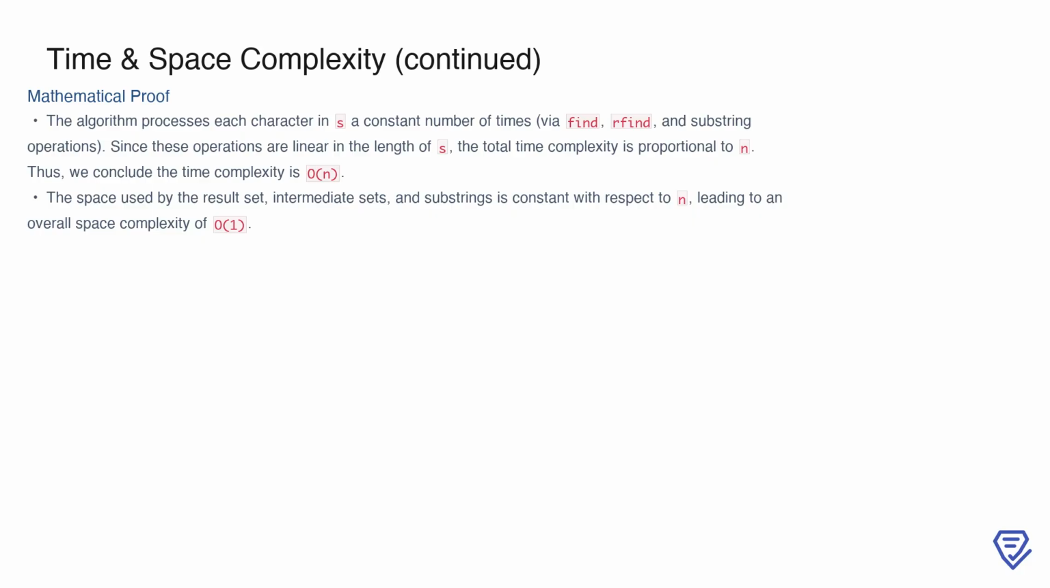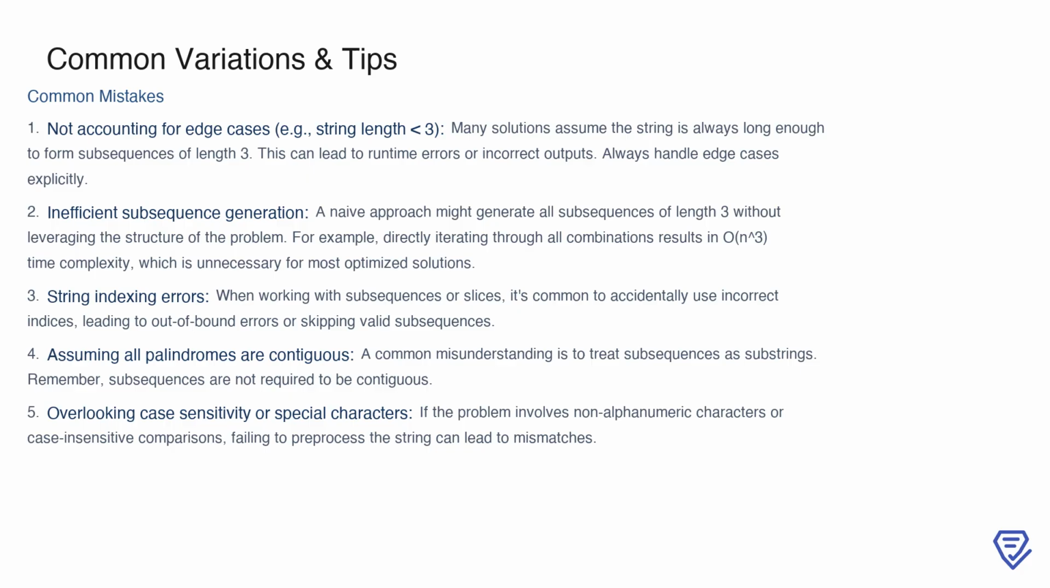Operations like find and substring processing are all linear in the length of the string, so the total time required scales proportionally with n. As for space complexity, the only additional memory used is for a few sets and the result container, all of which have a constant maximum size independent of the input length. This leads to an overall space complexity of O(1). With this combination of linear time and constant space, the algorithm is highly efficient for solving the problem of finding unique length-3 palindromic subsequences.